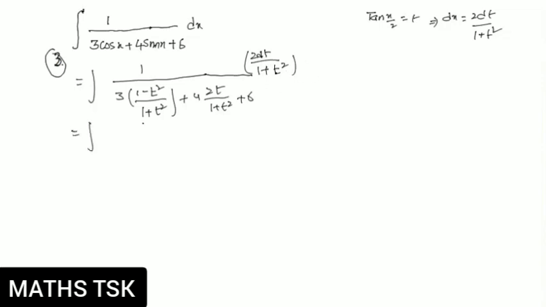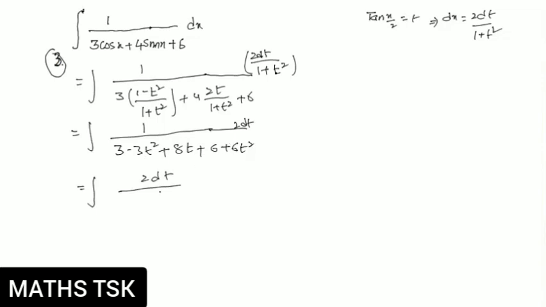This becomes integration of 1 by 3 minus 3t square plus 8t plus 6 plus 6t square into 2 dt. This becomes integration of 2 dt by 3t square plus 8t plus 9. So this integration, 3t square plus 8t plus 9.